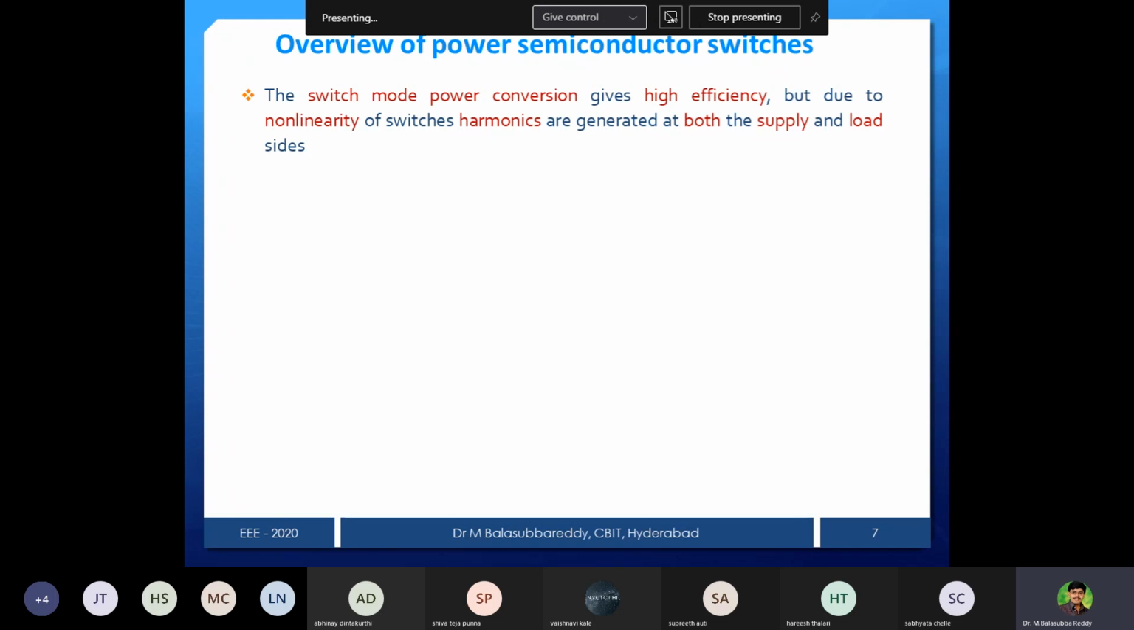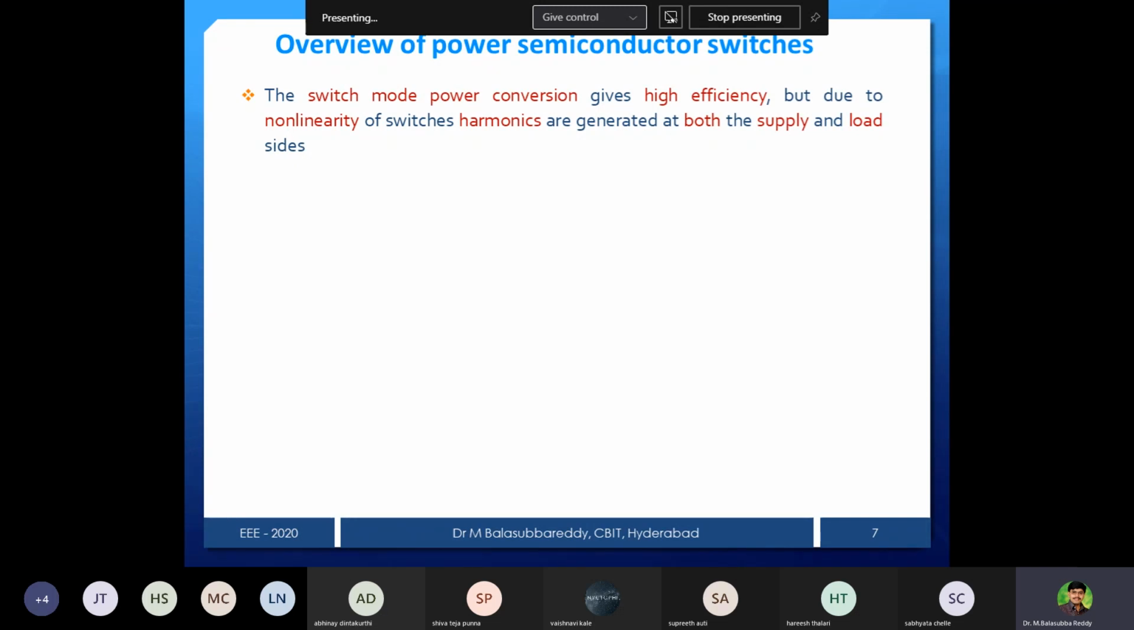But due to the non-linearity, one drawback is there. Any controller using semiconductor devices leads to one of the major drawbacks, which is harmonics generation on the source side as well as the load side. So the filtering requirement is more. Otherwise, every component will inject harmonics into the lines. That is a huge problem in the dispatch center.